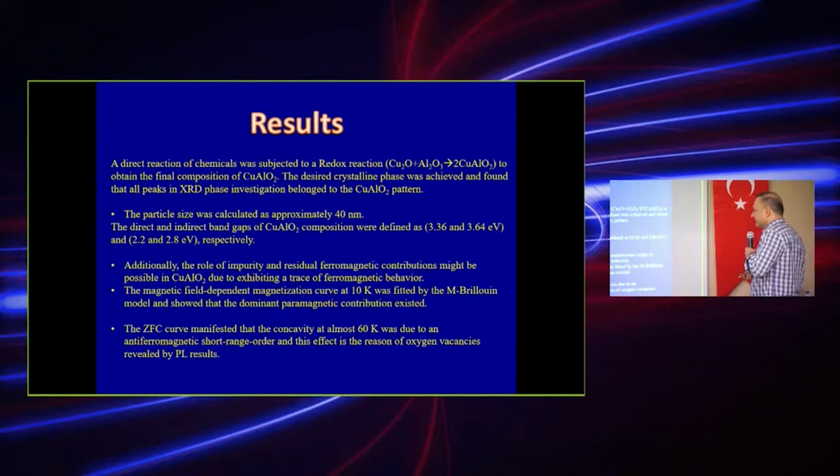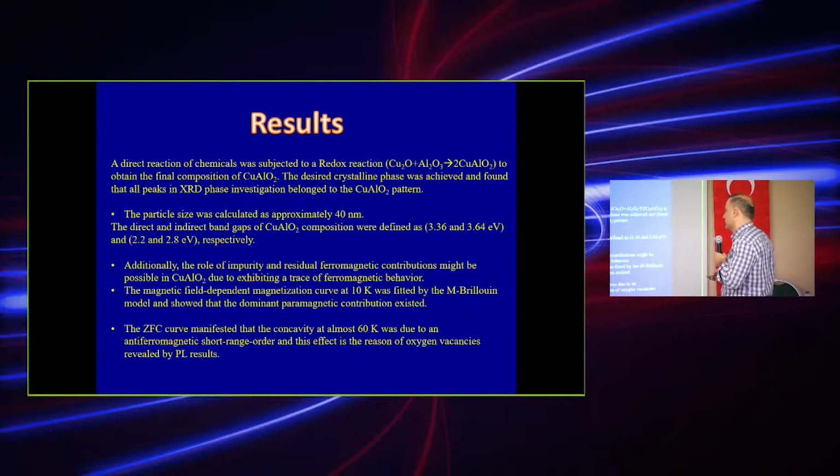In the result part, the direct reaction of the chemicals was subject to a redox reaction, and we have investigated the extraordinary phase. Particle size was calculated to be approximately 400 nanometers. We also calculated direct and indirect band gaps, as shown in the values right here. Additionally, the role of impurities and residual ferromagnetic contribution might be possible in the system due to exhibiting a trace of ferromagnetic behavior. So, the magnetic field dependent magnetization curve at 10 Kelvin was fitted to the Brillouin model and showed that the dominant ferromagnetic contribution existed.